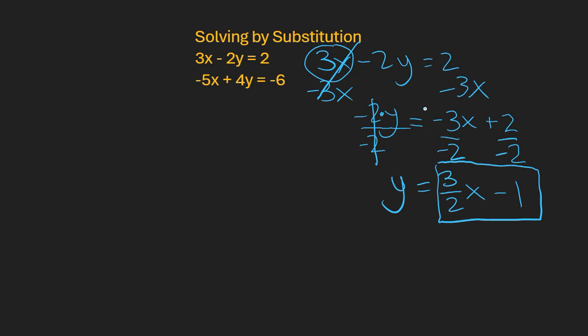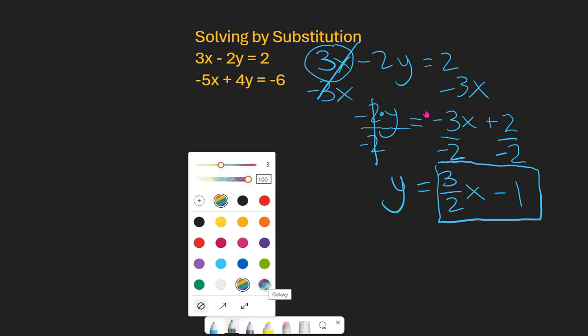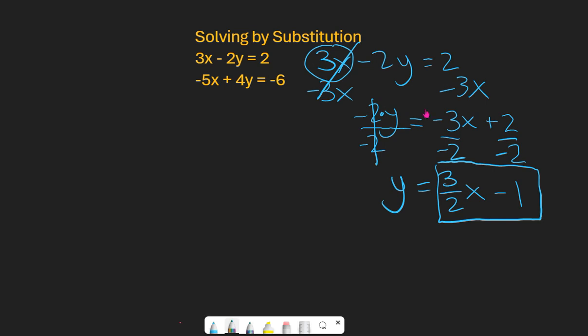Now we can start the problem. Let's have some colorful colors. All right, I'm going to take this, and right here, I know that y equals 3/2x minus 1. So I'm going to take it and plug it in right there. I'm going to rewrite this whole thing.